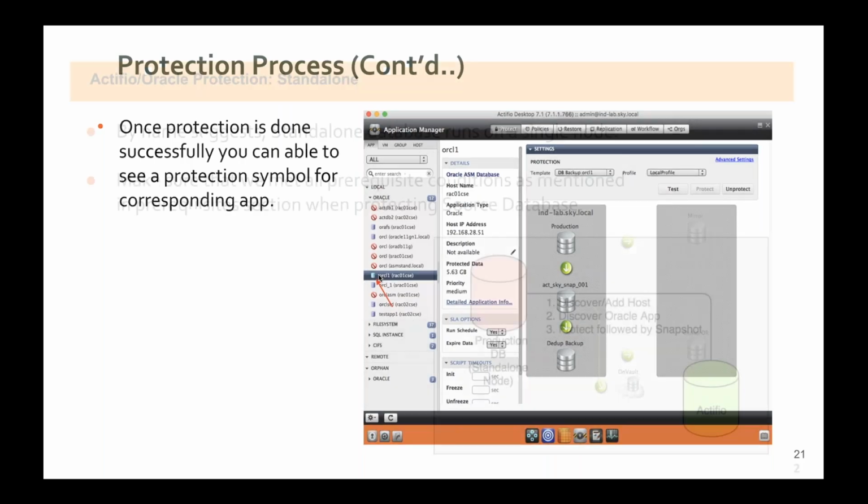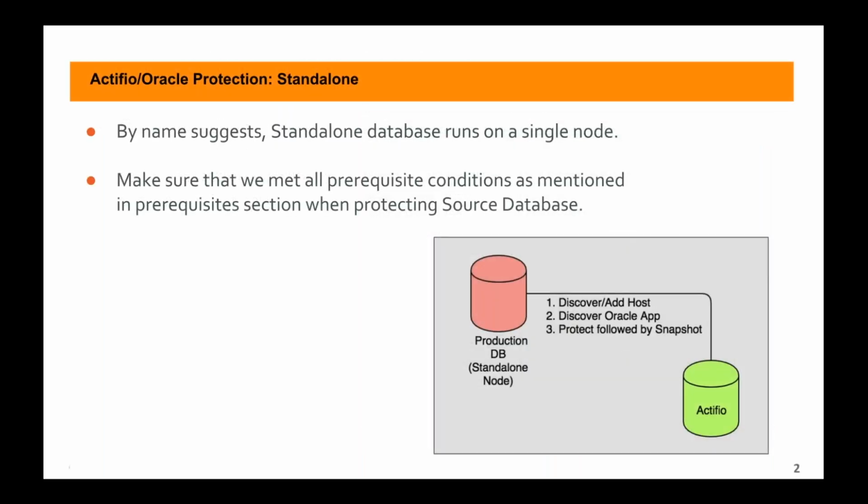Now let's try to understand what kind of protections we are offering from Actifio. Standalone, as the name suggests, is a standalone database running on a single node, right? So make sure that we have met all the prerequisites as I explained earlier. The database should be up and running, and optionally you should enable BCT and make an entry in etc oratab. And once you are done with all this, make sure that your database is running in archivelog mode.